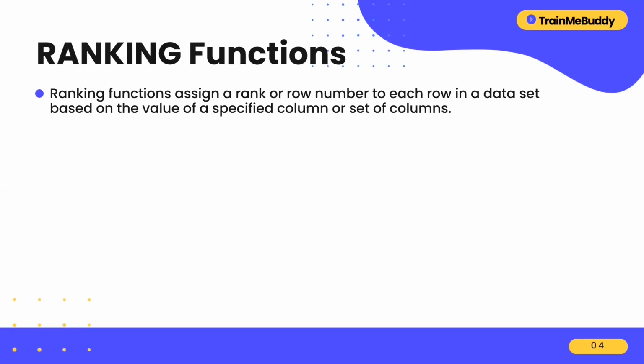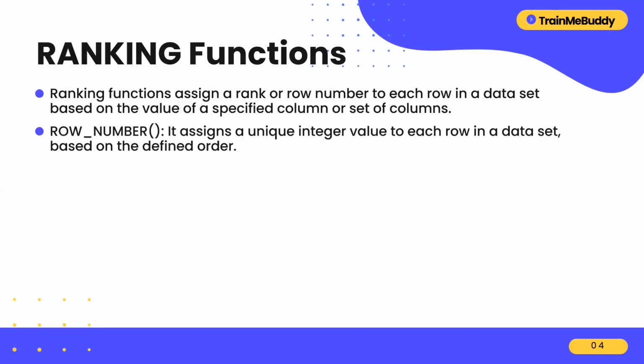So what are ranking functions? Ranking functions assign a rank or row number to each row in a dataset based on the value of a specified column or set of columns. In this video, we'll go through different ranking functions such as ROW_NUMBER, which assigns a unique integer value to each row in a dataset based on the defined order.